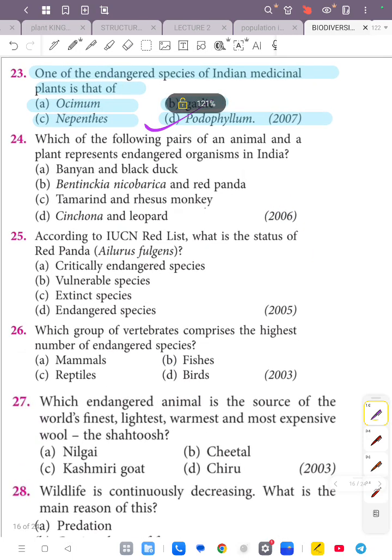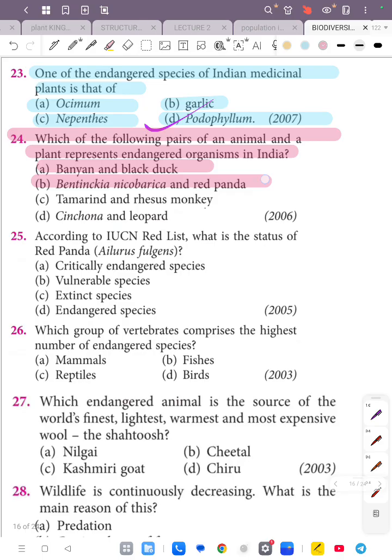Moving on to question number 24. You don't have to go into the details, just know that this concept does exist. Question 24 is: which of the following pairs of an animal and a plant represent endangered organisms in India? A. Banyan and black duck. B. Bentinckia nicobarica and red panda. C. Tamarind and rhesus monkey. Or D. Cinchona and leopard. What do you think is the correct answer? The correct answer here would be option B, Bentinckia nicobarica and red panda.